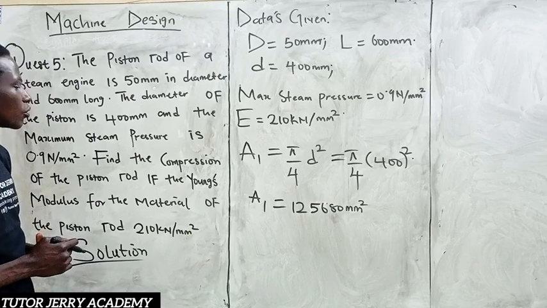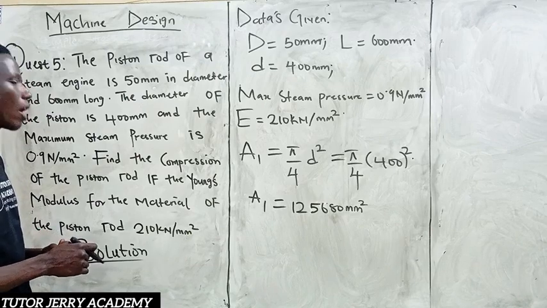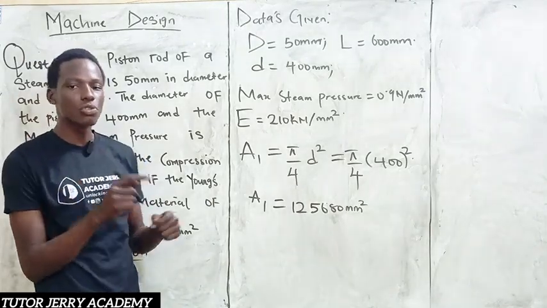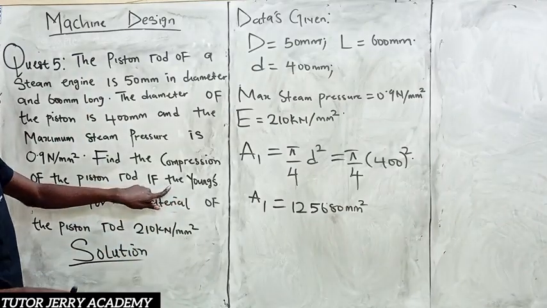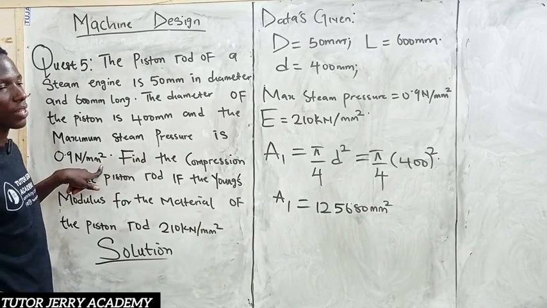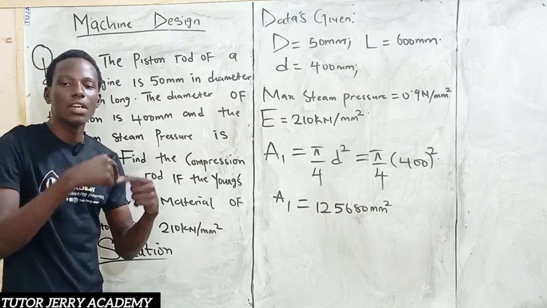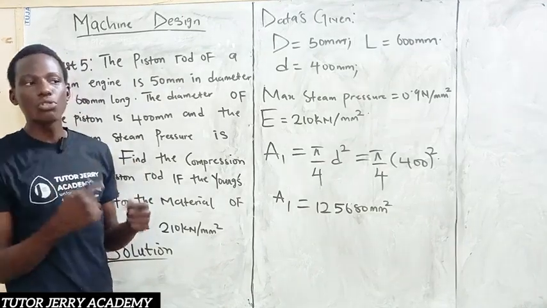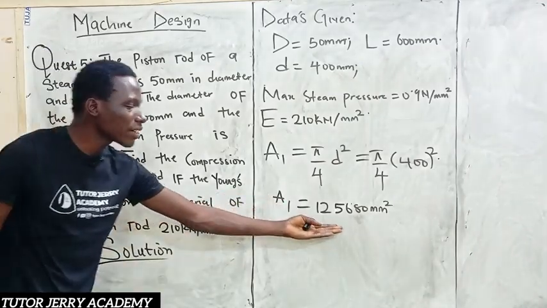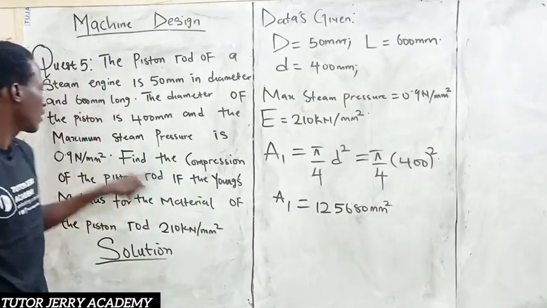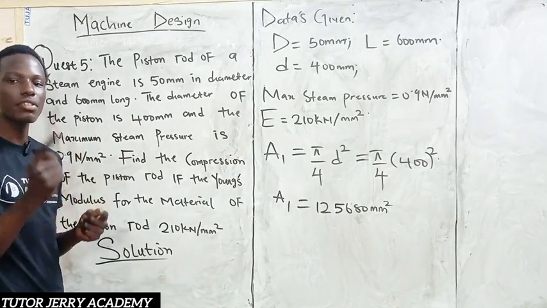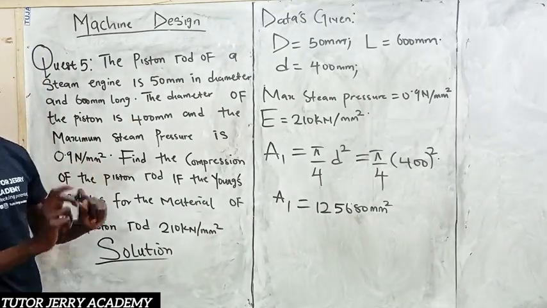So next, what are we going to be looking for? We are going to be looking for the maximum load that is acting on the piston due to the steam pressure. Don't forget, we have a maximum steam pressure of 0.9 Newton per millimeter square. How do we get that? We are going to multiply the area of the piston by the maximum steam pressure. It will give us the maximum load acting on the piston due to the maximum steam pressure.